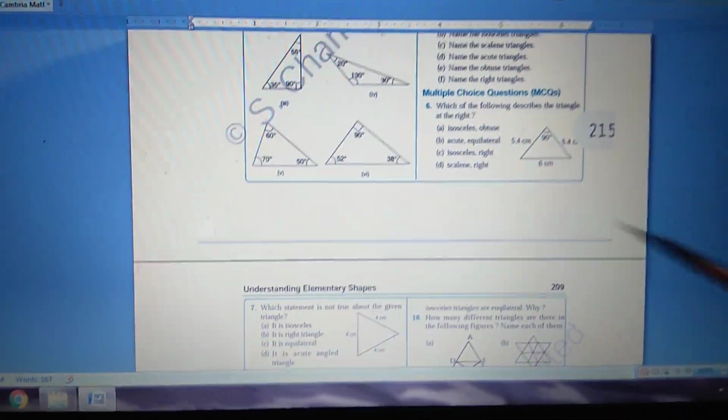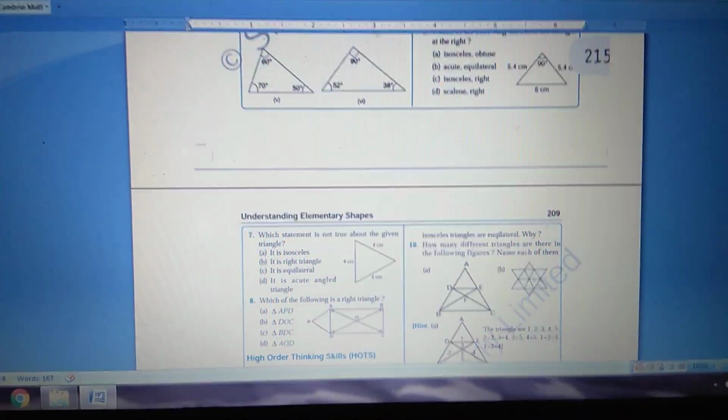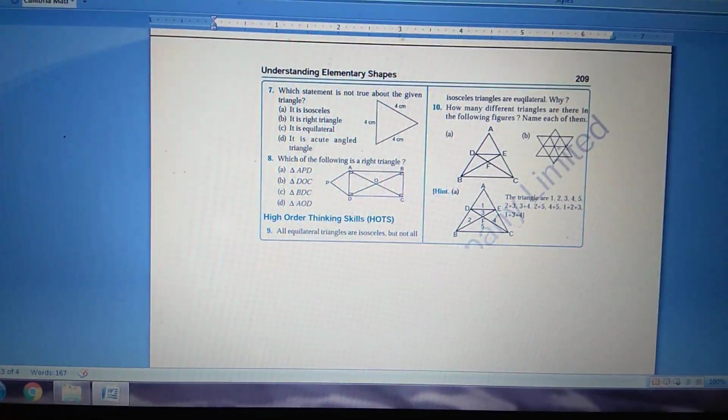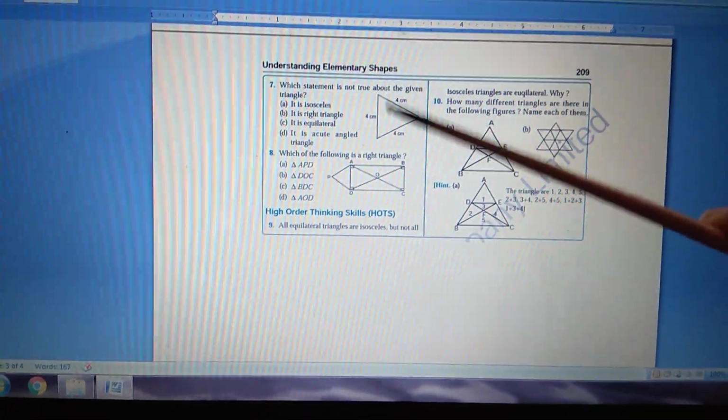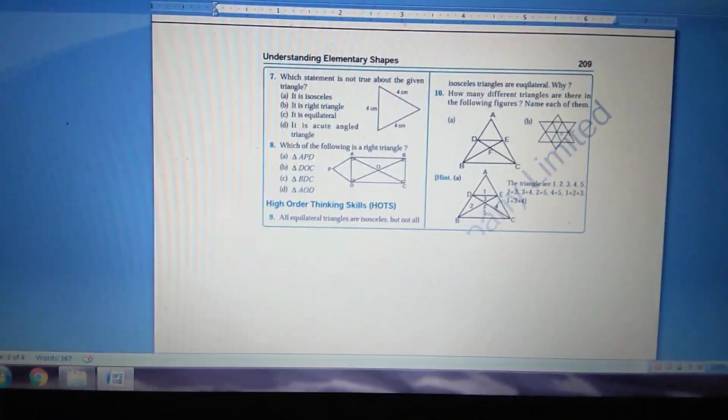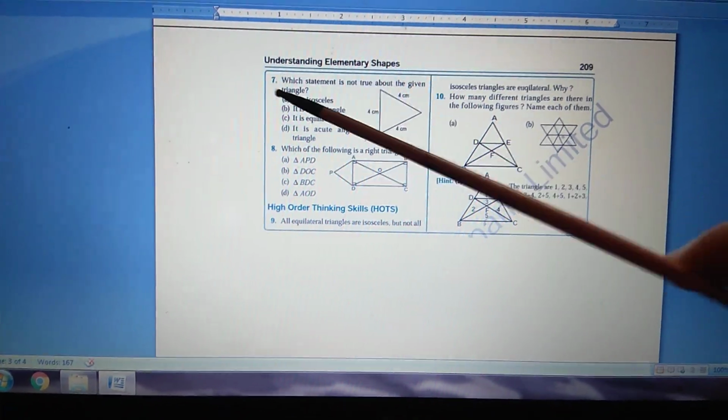Now let's go to question number 7: which statement is not true about the given triangle? This is an equilateral triangle. Always remember, an equilateral triangle is also an isosceles triangle. So it is an isosceles triangle also. And here all its angles are acute, so it is an acute angled triangle also. So A is correct, C is correct, D is correct. So the incorrect one is B.